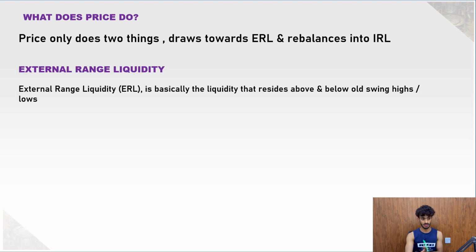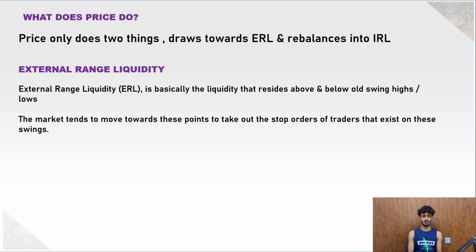So what is external range liquidity? As I told you, external range liquidity is basically the liquidity that resides above and below all swing highs and swing lows. We have talked about swing highs and swing lows, so you all know that the liquidity resides above and below them, so it's called buy side and sell side. It's very simple. The market tends to move towards these points to take out the stop orders of traders that exist on these swings. That's the main purpose of external range liquidity.